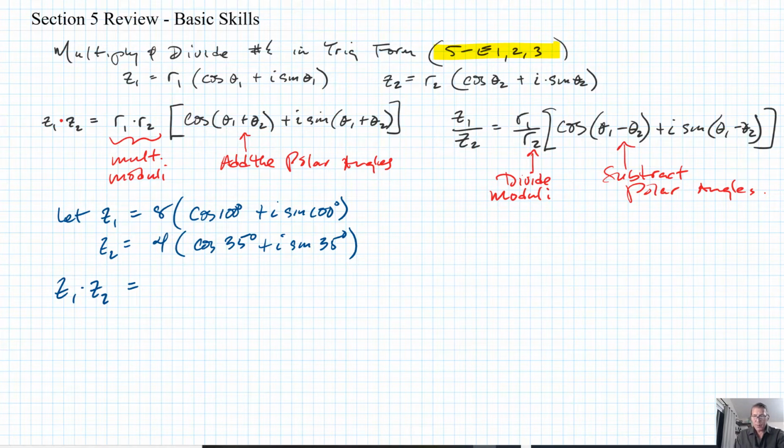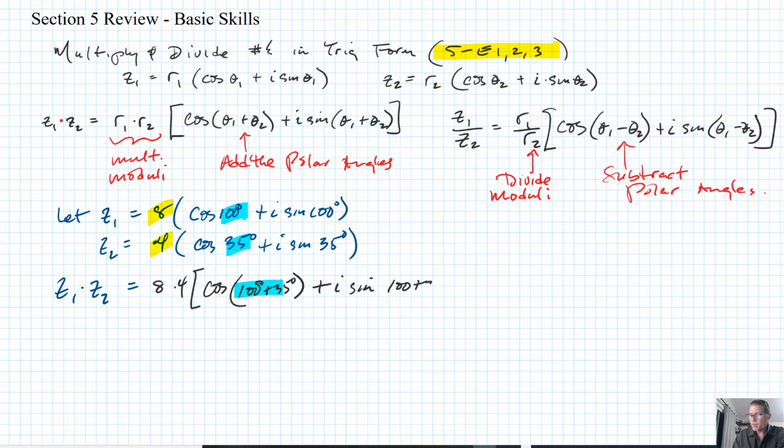Okay, so all you do is you take the moduli and you multiply them. Here they are, 8 and 4 are the moduli. So you take 8 times 4, and then you want to add the polar angles. Just so you know, the polar angles are these right here, theta 1 and theta 2. You want to add them. So cosine of 100 degrees plus 35, plus I times the sine of 100 plus 35. You add the polar angles. That's all you do.